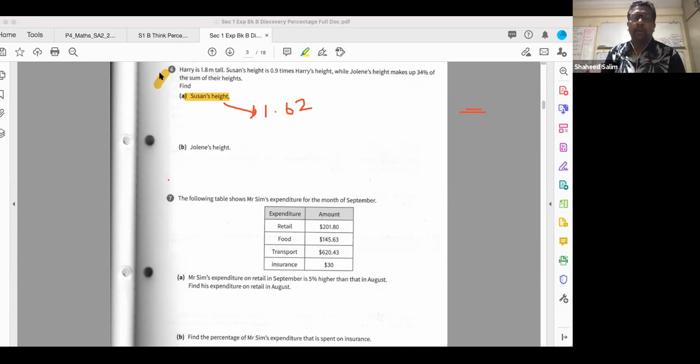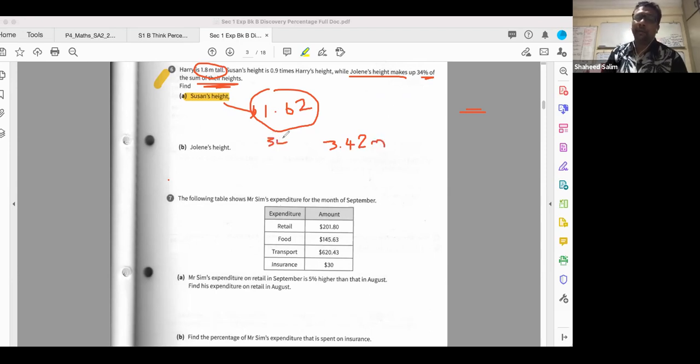Now that you read the question carefully, it says that Jolene's height is 34% of the heights. There are some of the heights. Harry is 1.8. Susan is 1.62. You add together, you get 3.42. 3.42 is the total height. You want 34%, so 34 over 100 times 3.42. You will get 1.16 something, just 1.16 meters. Okay, I'm going to move on to the next one. Hian, if you have an answer, great. If not, we'll move on.